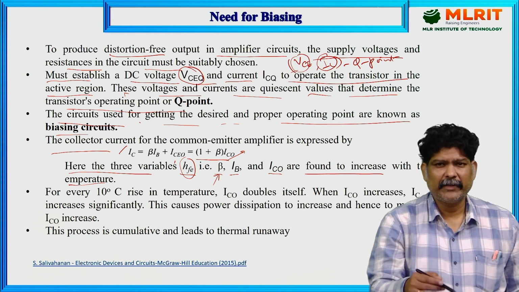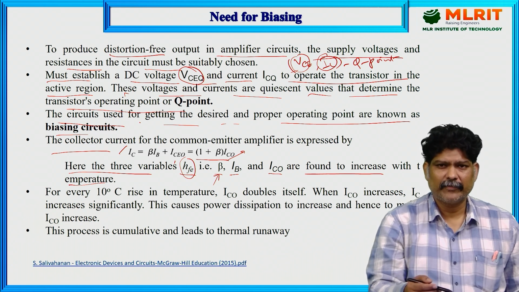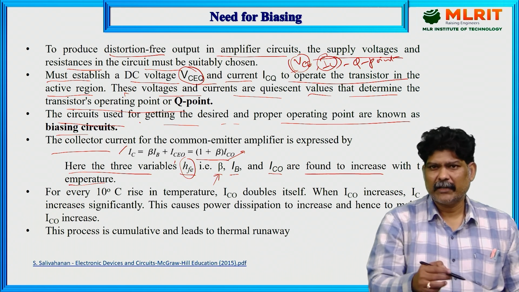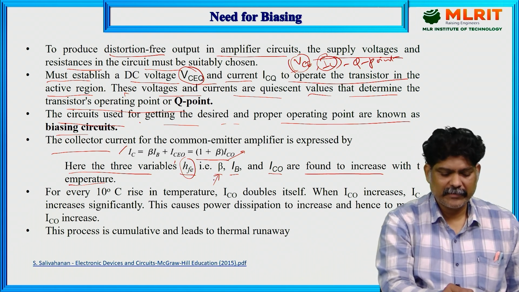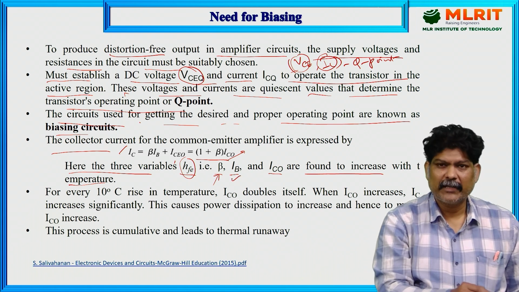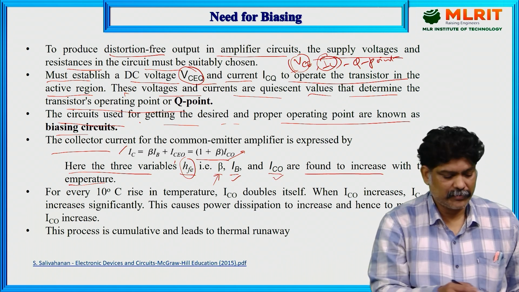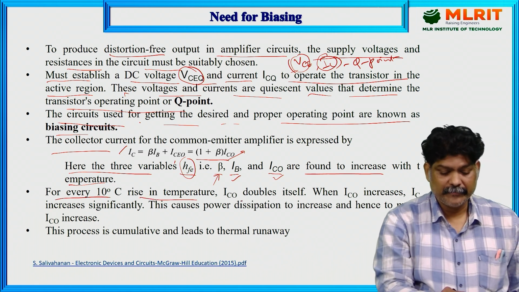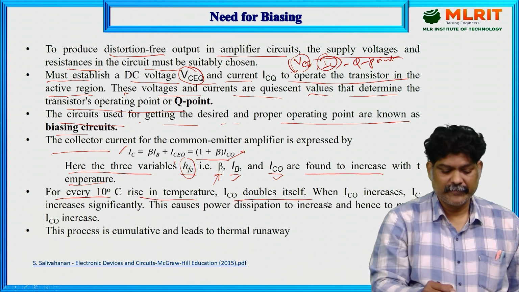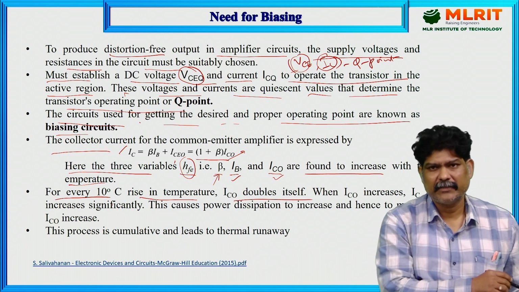Semiconducting materials change their properties depending upon the temperature, so they are temperature sensitive. Therefore the beta gain factor changes, the base current changes, and the reverse saturation current also changes. We can say that for every 10 degrees rise in temperature, ICO doubles itself. Reverse saturation current doubles for every 10 degrees rise in temperature.